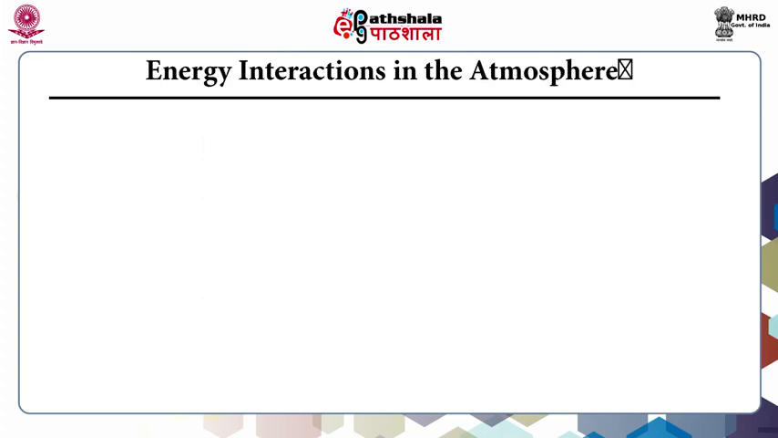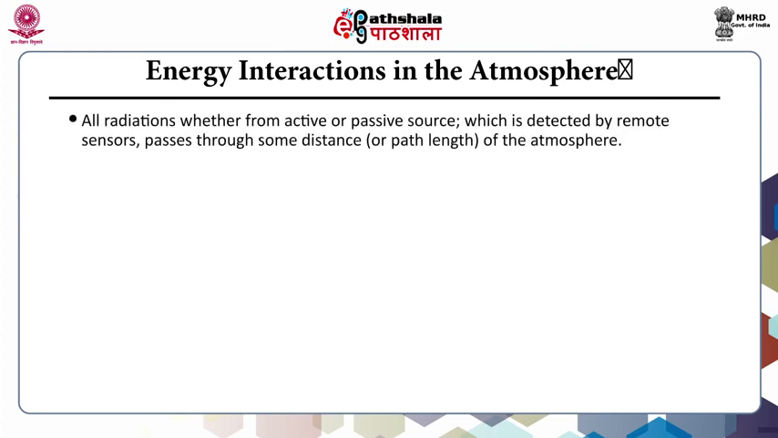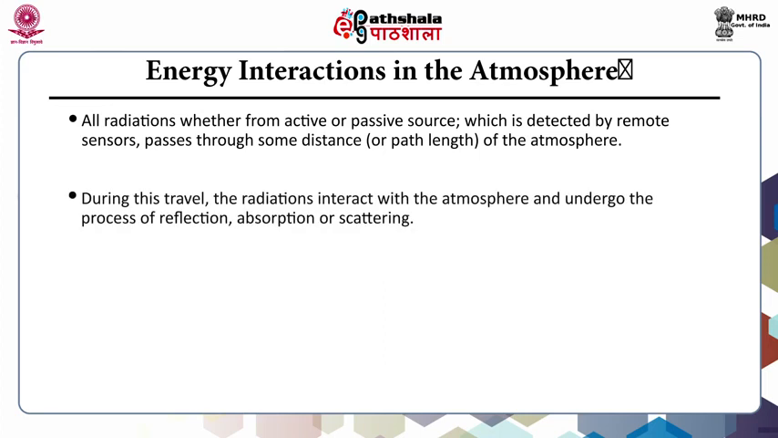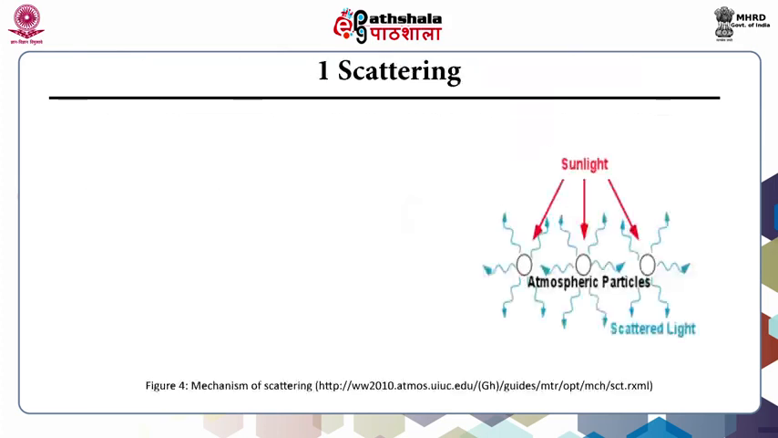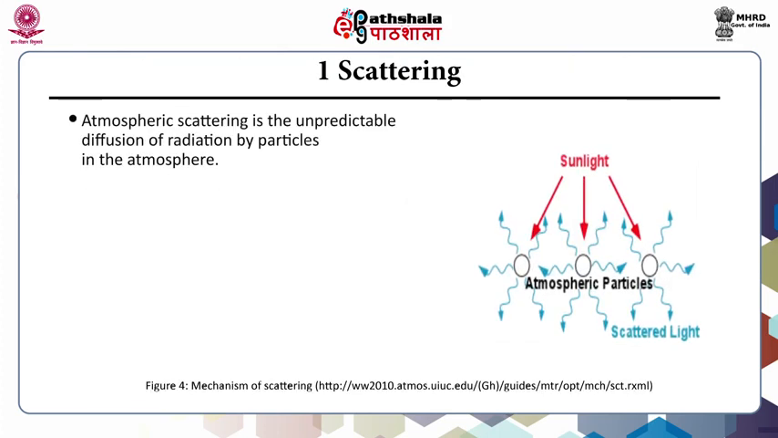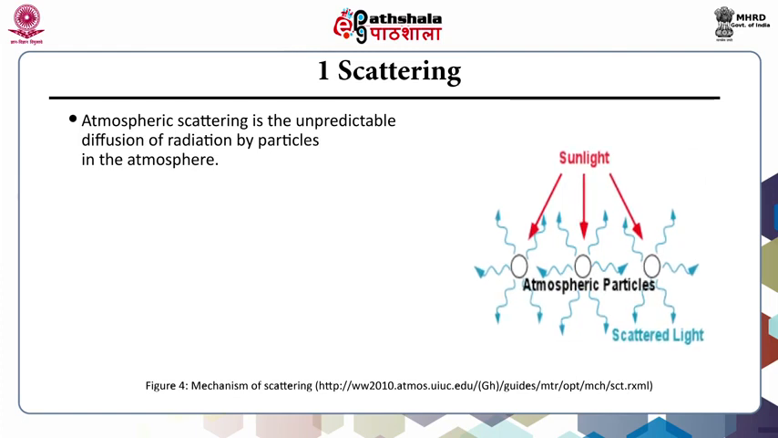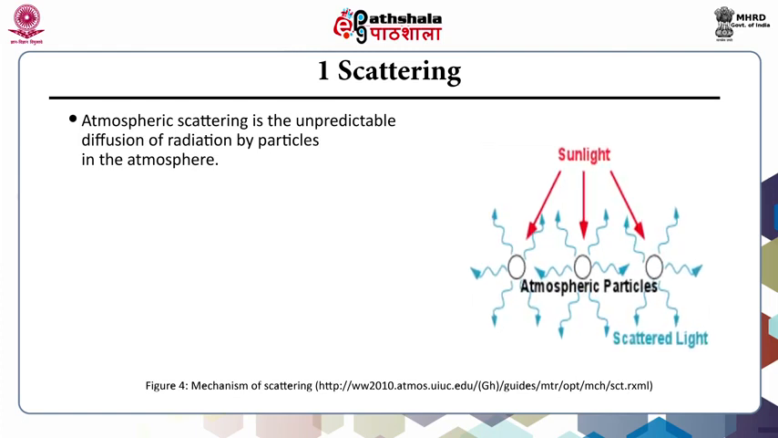Fourth one is the energy interactions in the atmosphere. All radiations, whether from active or passive source, which are detected by a remote sensor, pass through some distance or path length of the atmosphere. During this travel, the radiations interact with the atmosphere and undergo the process of reflection, absorption or scattering. In remote sensing, the mechanisms of atmospheric scattering and absorption play an important role. First one is the scattering. Atmospheric scattering is the unpredictable diffusion of radiation by particles in the atmosphere.